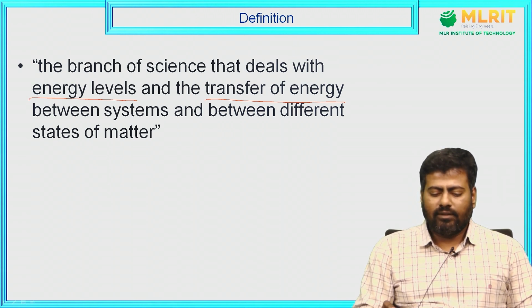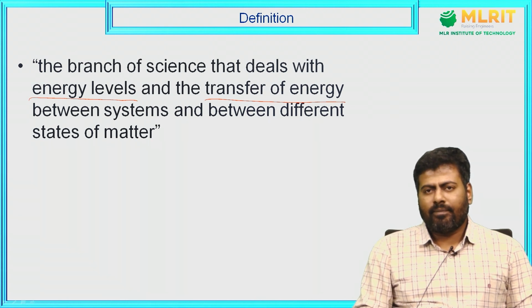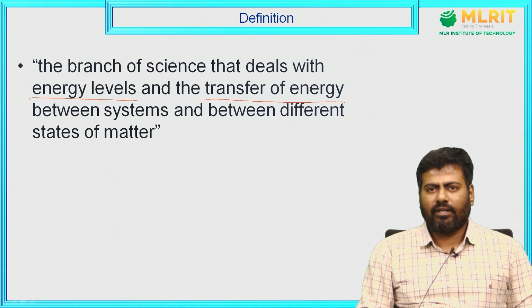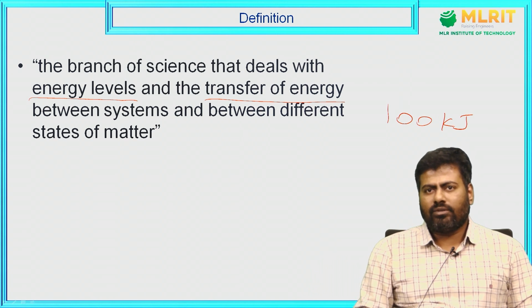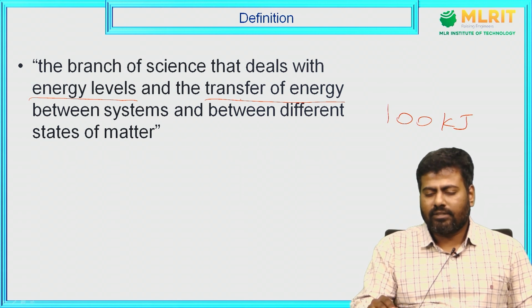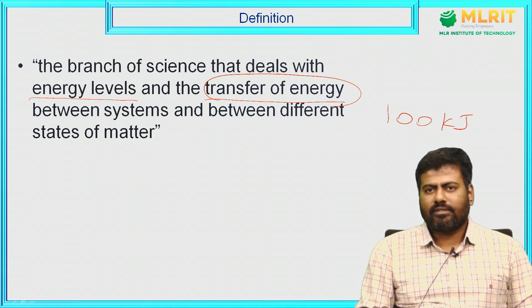One is the branch of science that deals with energy levels. How much energy level we have, that is the available energy. For example, with respect to any heat engine or automobile engine, we know the calorific value of the fuel. From that calorific value, I know how much heat energy is generated. Now I have the energy level, for example 100 kilojoule. Whether that 100 kilojoule of energy is transferred to useful work done or not, and how much is transferred, that is what we call transfer of energy levels.